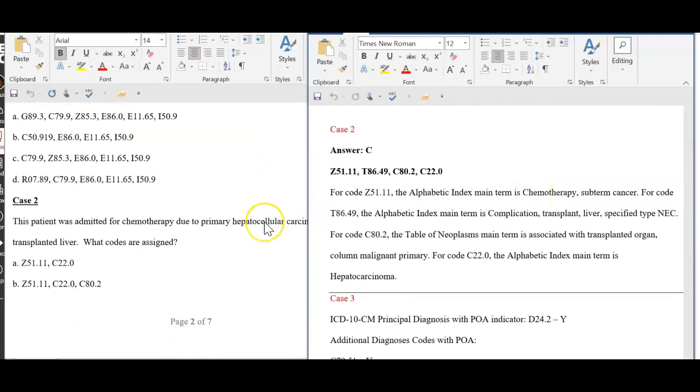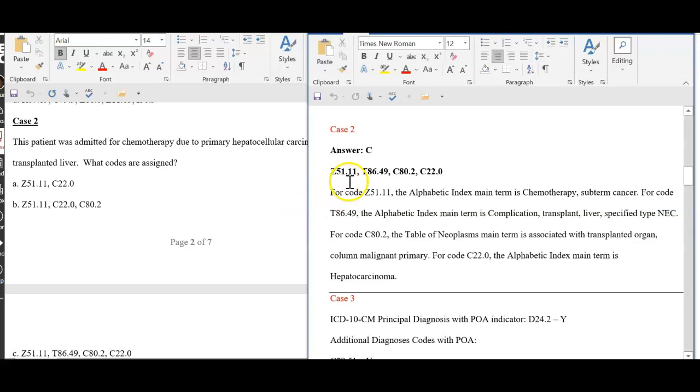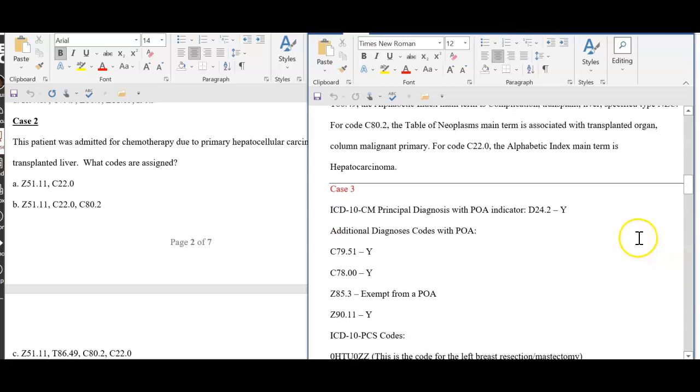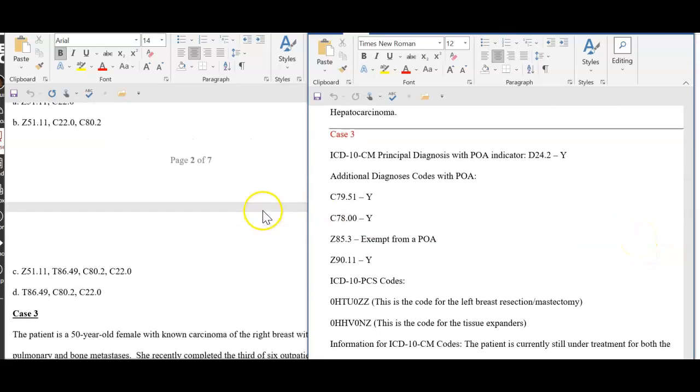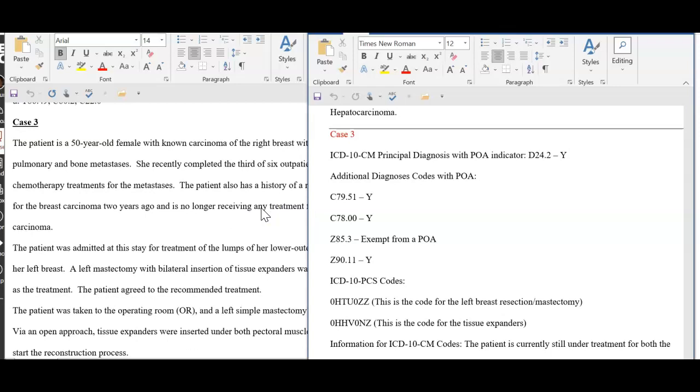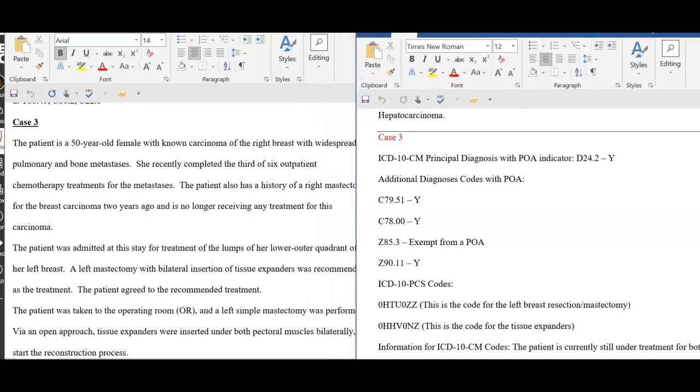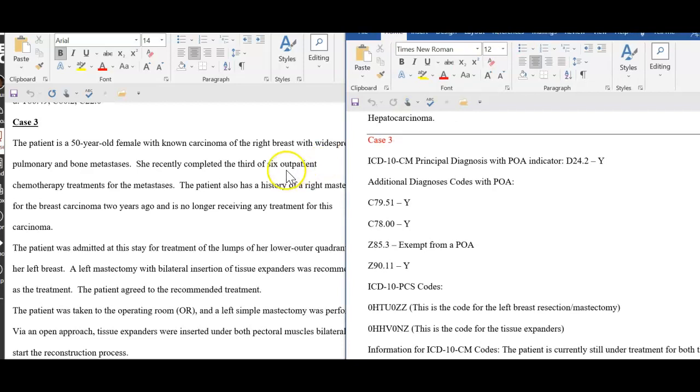All right, so case 2. Let's keep in mind, we're going to start off here with the Z code. All right, patient was admitted for chemotherapy. It's always principal diagnosis. Then we're going to go to the T code. We have a complication going on. And then we code the table of neoplasm, transplanted organ. And C22 is hepatocarcinoma. On to case 3. So hopefully, keep in mind, if anybody has any questions over this lecture, over any of these answers, please contact me.